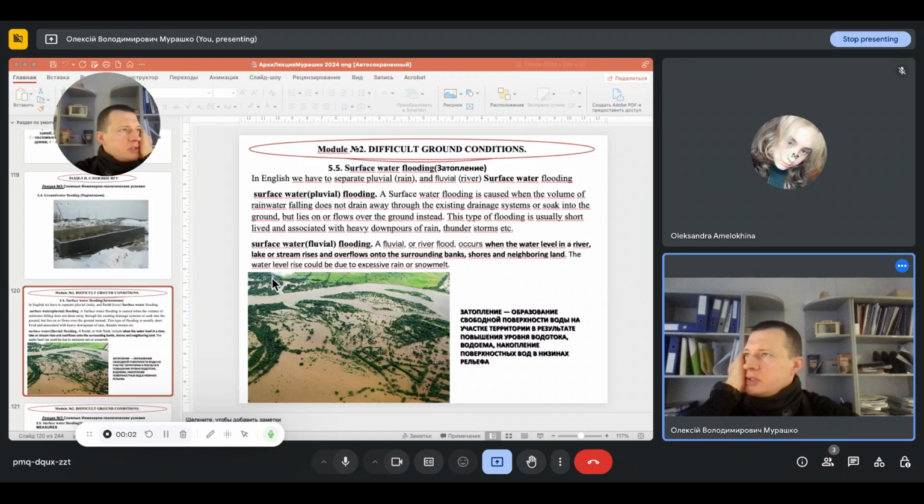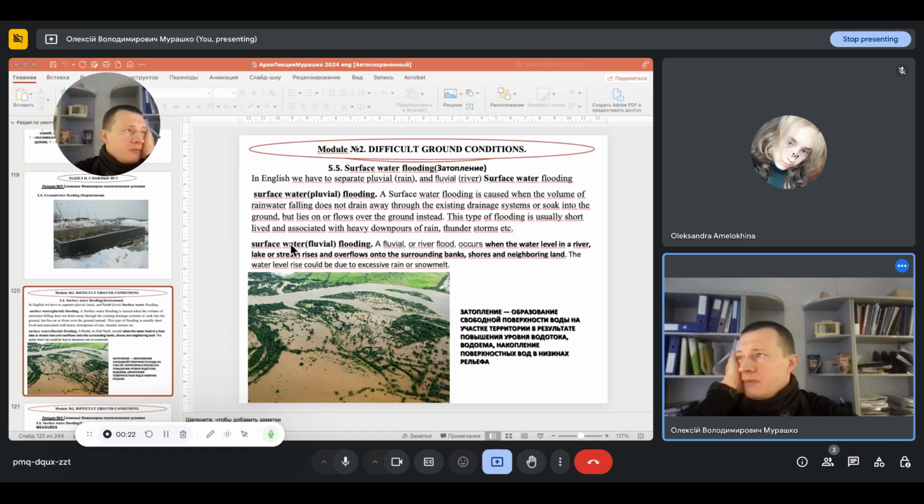And the next part of the lecture is devoted to surface water flooding. There are two types of surface water flooding. The first is pluvial flooding. It is surface water flooding which is caused when the volume of rainwater falling does not drain away through the existing drainage system or soak into the ground.